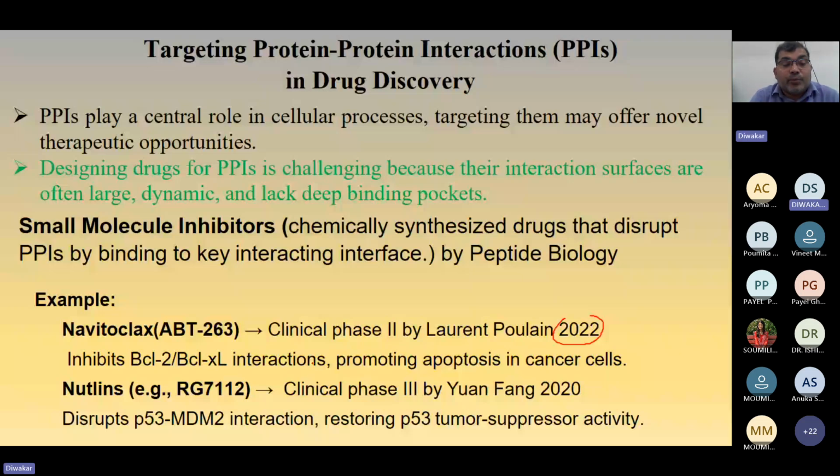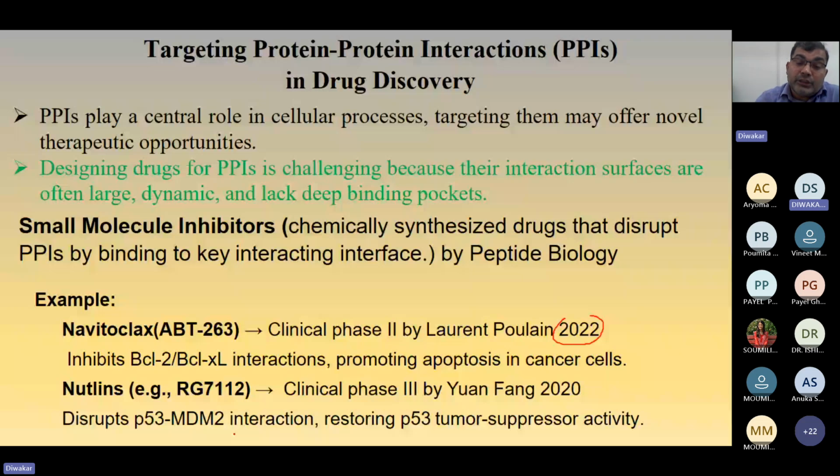Second, small molecules, that is RJ7112, which is in clinical phase 3, developed in 2020, that break the P15 and P53 and MDM2 protein interactions, restoring the P53 tumor suppressor activity. So there is a huge application of protein targeting in the drug discovery process.